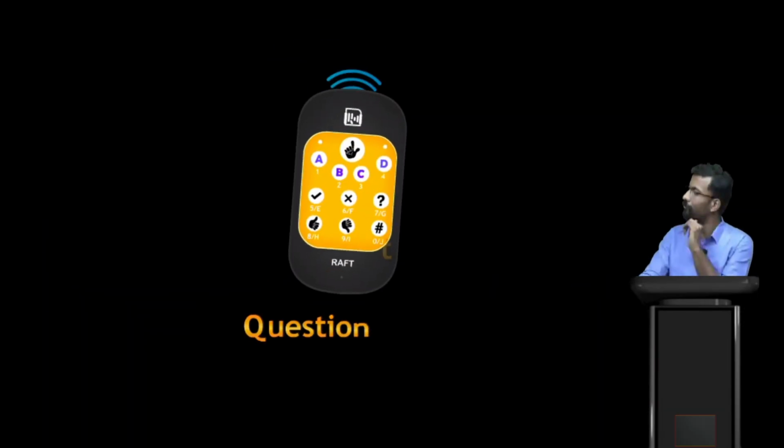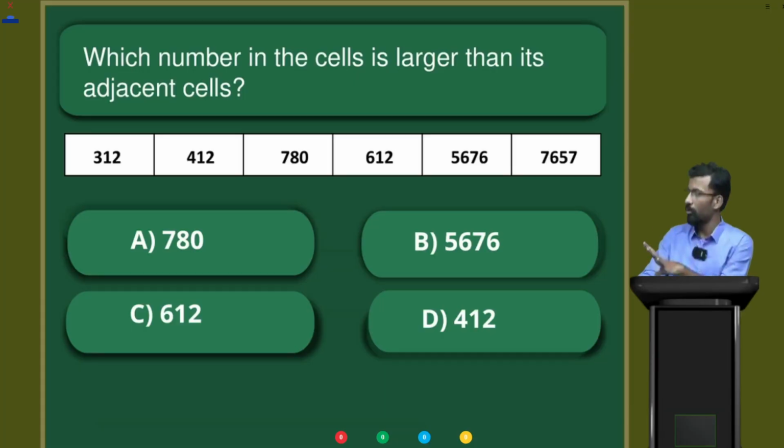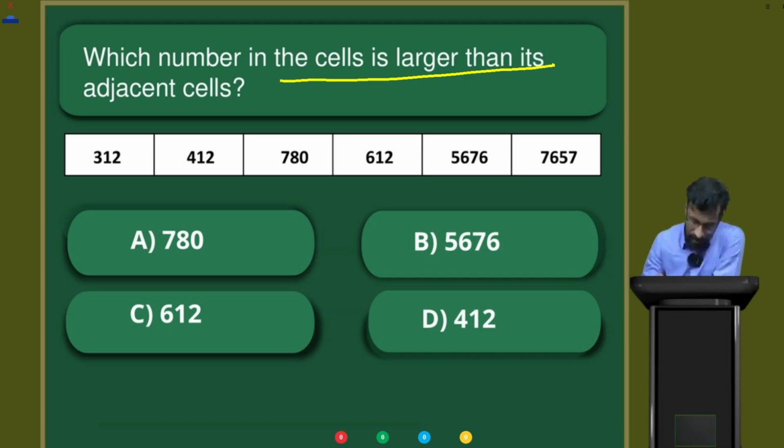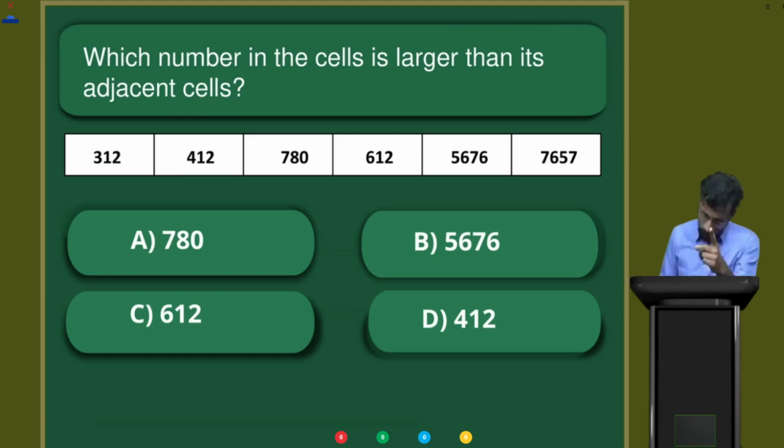Now there is a question for you. Look at the question. So yes, that's another number play question, the "numbers can tell us things" or magic cells concept. Which number in the cells is larger than its adjacent cells? We have to find out the cell. I am giving you the hint.